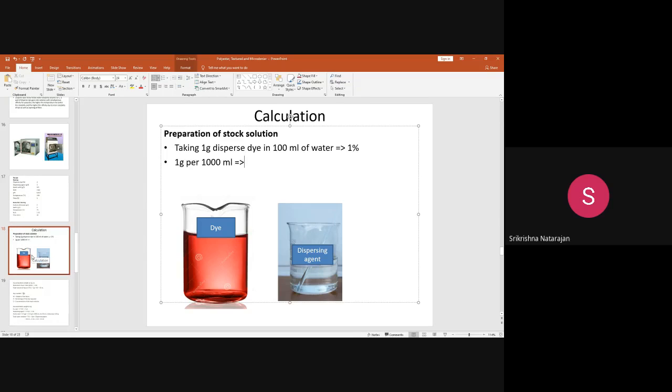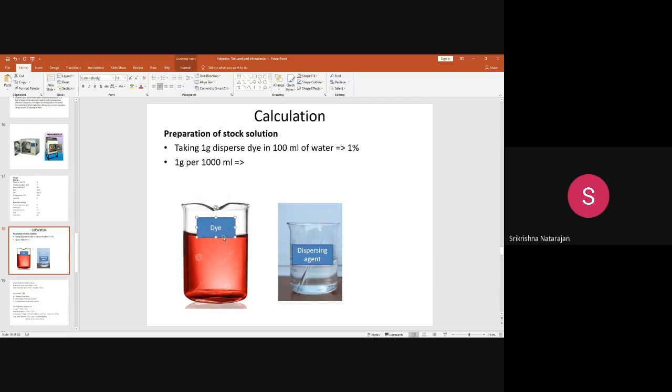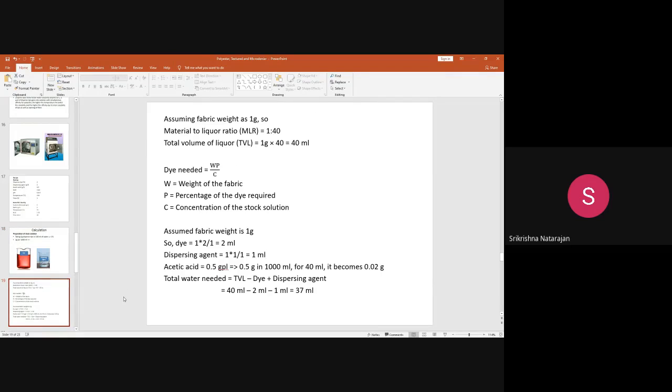Before going into the calculation, just listen to this. You need to prepare the stock solution for this dye. Whatever stock solution you have prepared, keep it ready, because you need to pipette out the dye, 2% dye, to produce a 2% shade. And then you need to weigh the fabric. Cut a small swatch of fabric and weigh it, say around 1 gram.